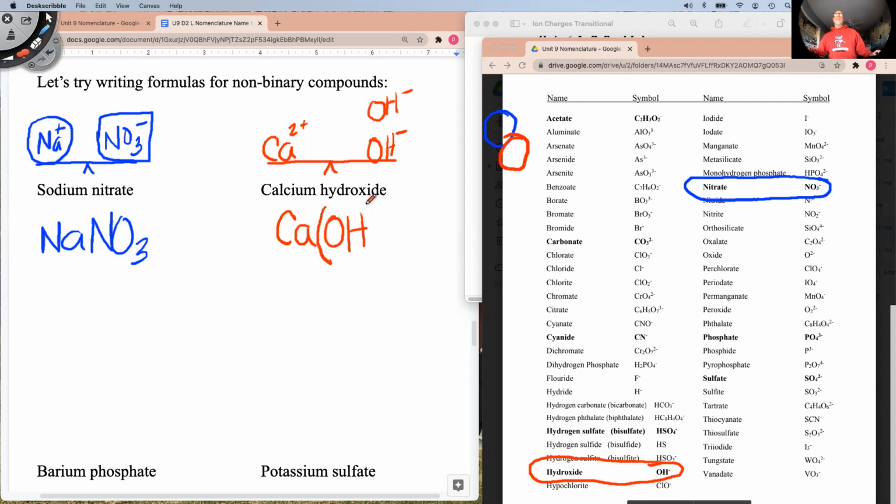So we put parentheses, which you've seen before. You just didn't know what they're for. You put the parentheses to say we need 2 of these -1 charged compounds with this 2 plus compound. Okay, so let me get the screen set up for you.